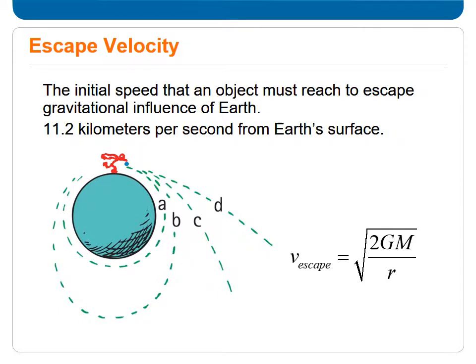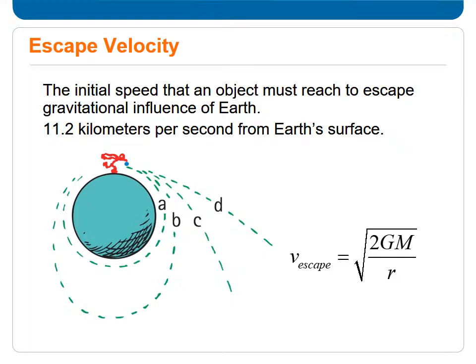The escape velocity is the speed that an object must reach to escape the gravitational influence of Earth. The escape velocity is different for different objects and is given by the square root of twice the gravitational constant times the mass of the object divided by the distance from the center. For Earth, escape velocity from the surface, where little r is the radius of Earth, is 11.2 kilometers per second. If you could launch a ball straight up from the surface with a velocity of 11.2 kilometers per second or greater, it would not fall back to Earth.